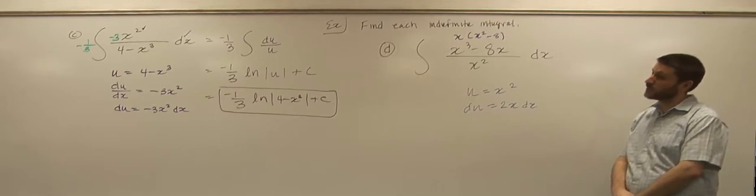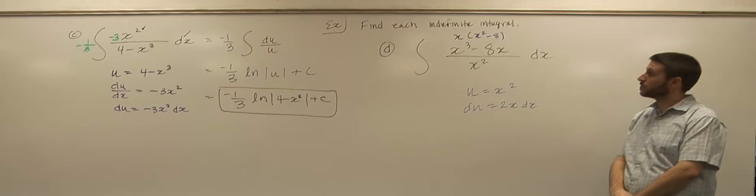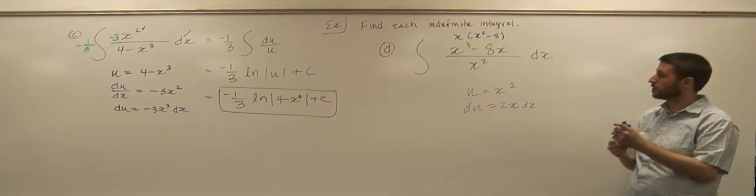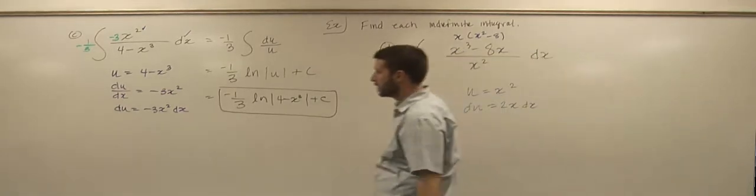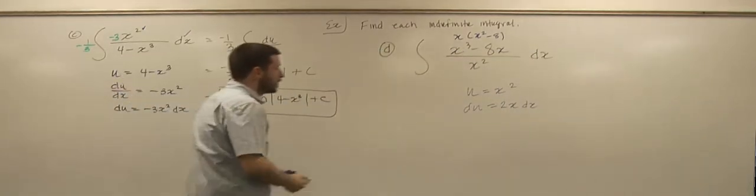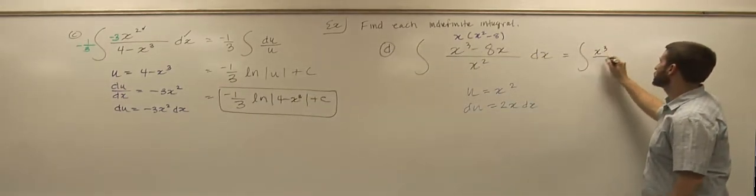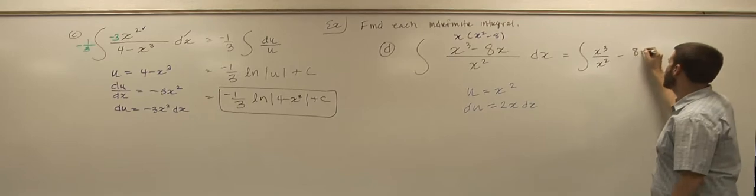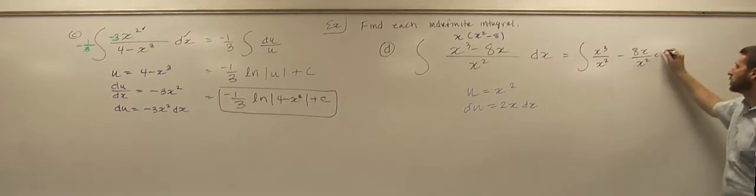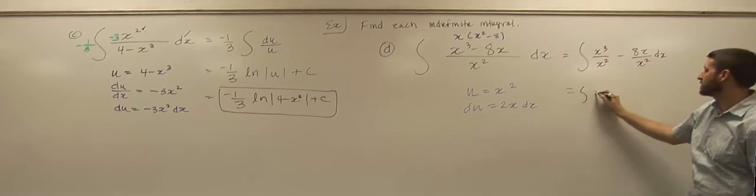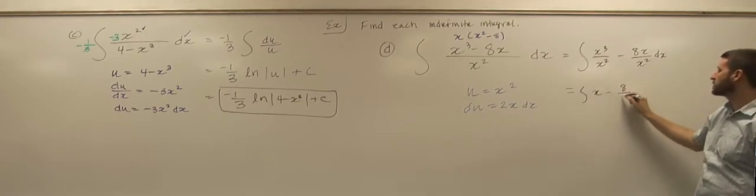Do you need u substitution? What else could you do? Factor out. Yeah, you can separate this. Since there's a single denominator, you can separate this out into the integral of x cubed over x squared minus 8x over x squared. So, the integral of x minus 8 over x.